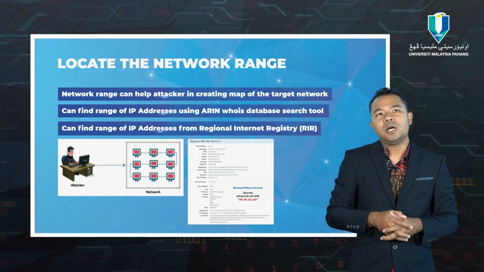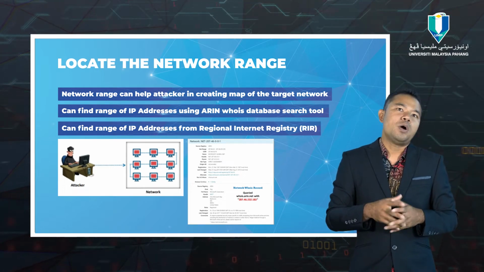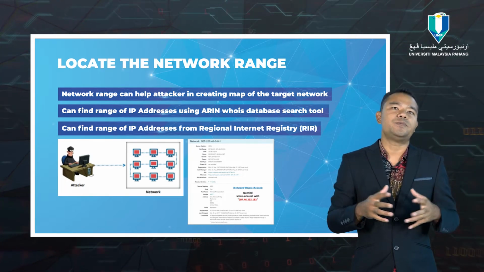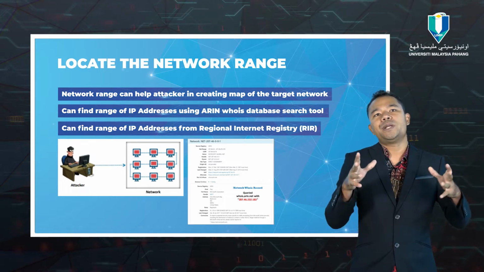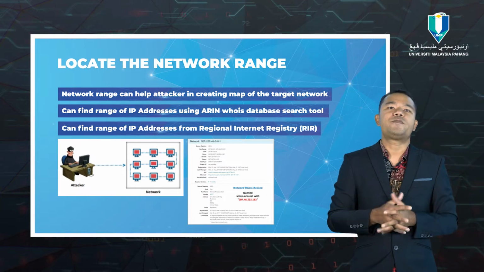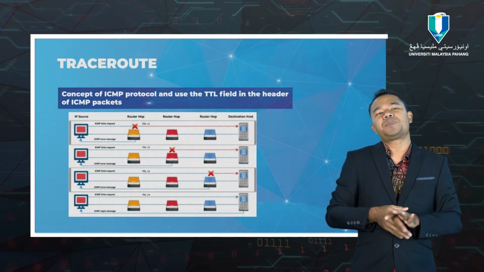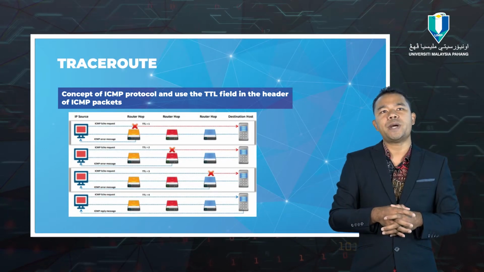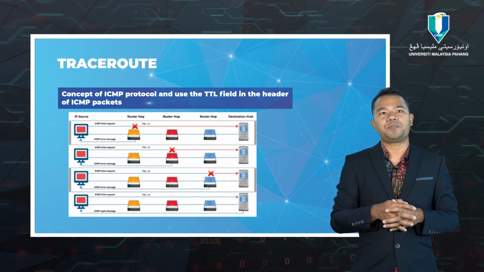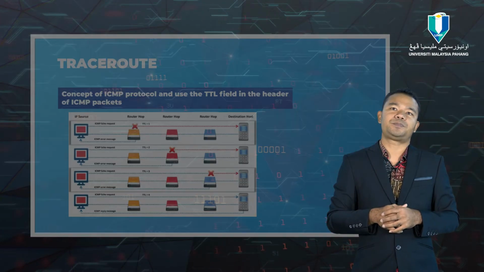Locating the network range. Network range information assists an attacker in creating a map of a target network. One can find the range of IP addresses using ARIN, a WHOIS database search tool. One can also find the range of IP addresses and the subnet mask used by the target organization from the Regional Internet Registry (RIR). Traceroute. The traceroute program works on the concept of the ICMP protocol and uses the TTL field in the header of the ICMP packet to discover the routers on the path to the target host.